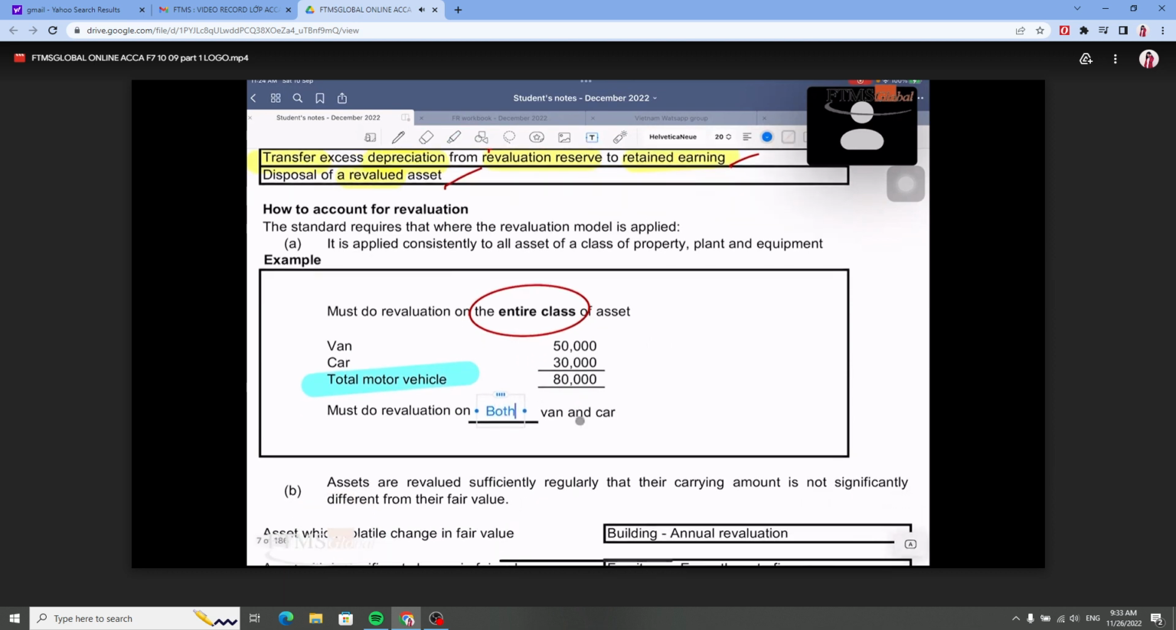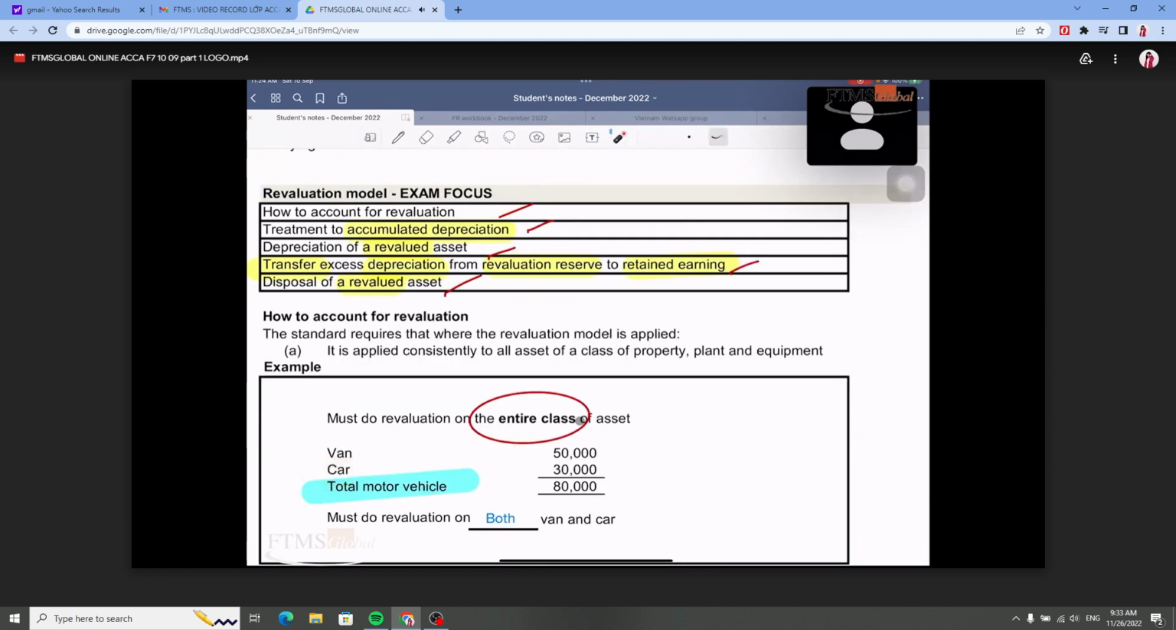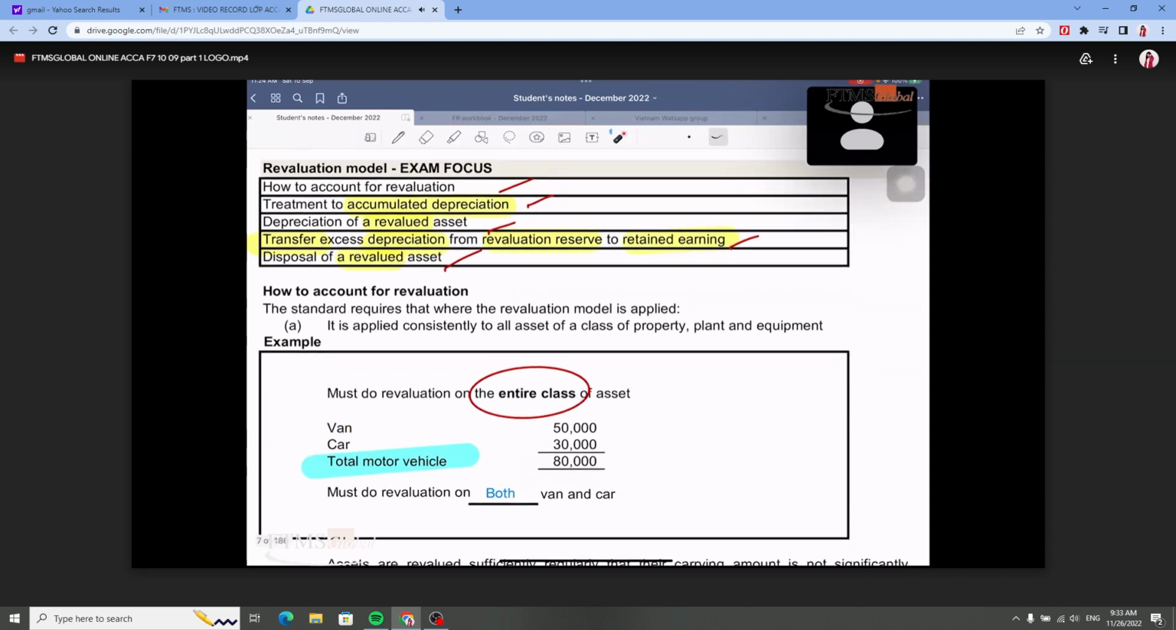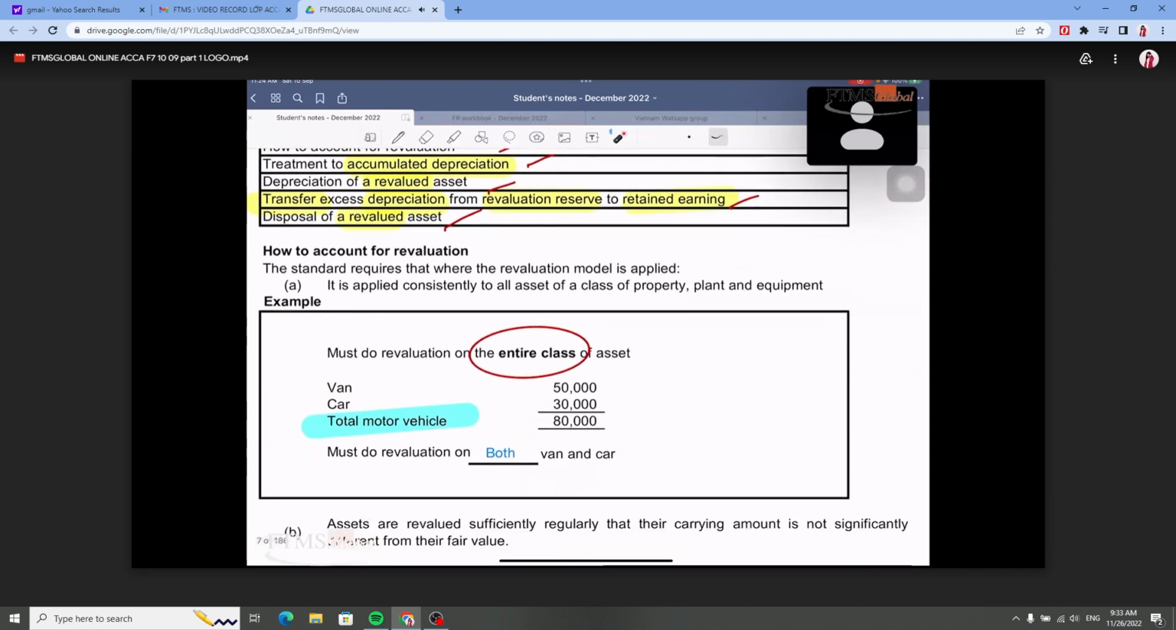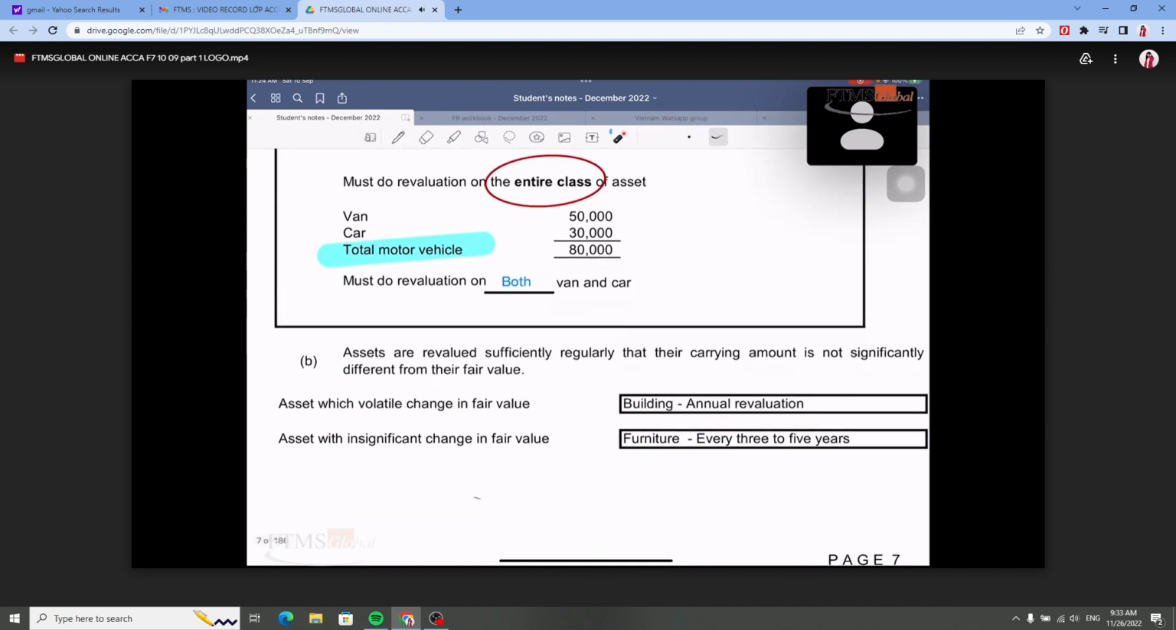I cannot say, oh, I like my car, so for car I will use revaluation model, and I don't like my van, so for van I will use cost model. You can't do that. Your model has to be applied to the entire class of the asset. Can't do that. Okay, then the next thing is how often should you do revaluation?